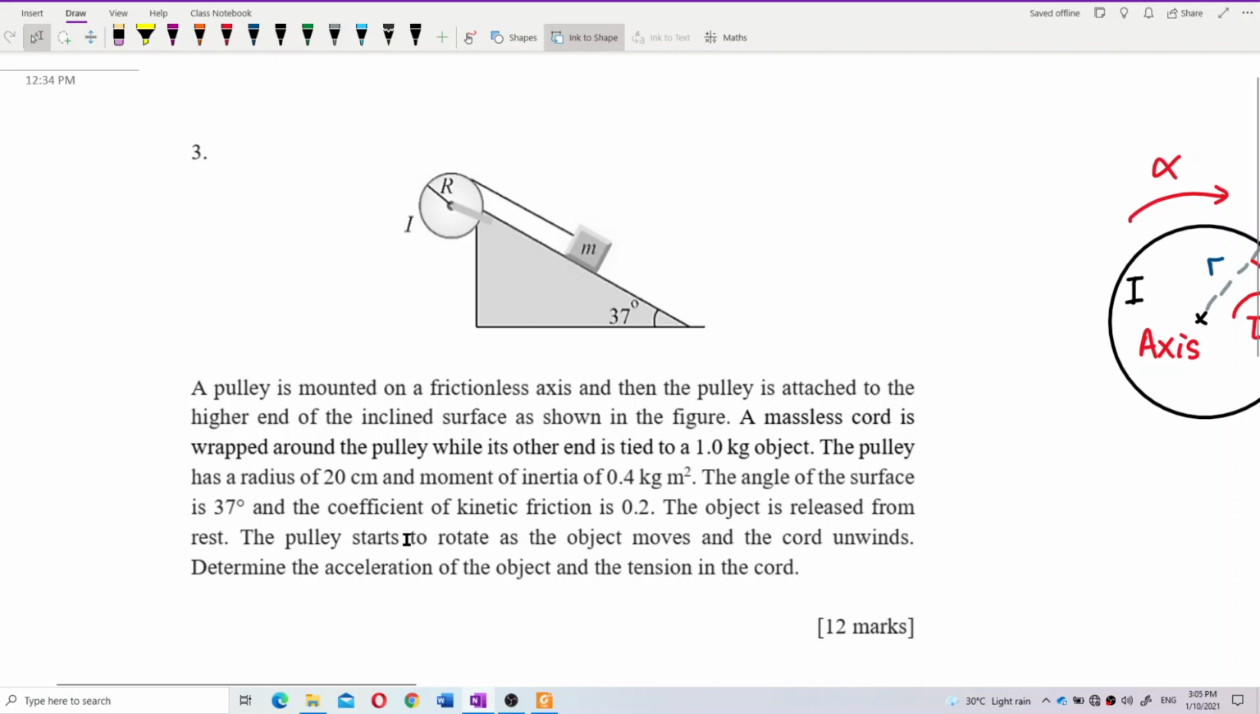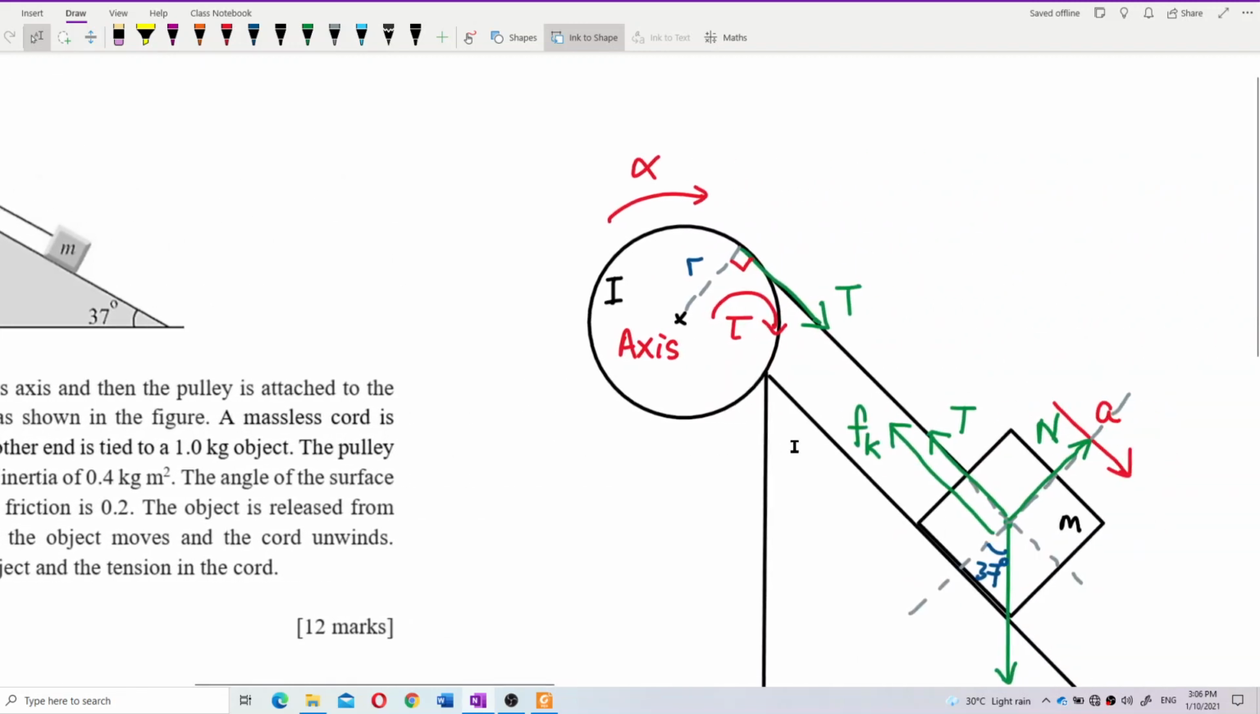The pulley starts to rotate as the object moves and the cord unwinds. Determine the acceleration of the object and the tension in the cord. All right, so we want to find the acceleration of this object and the tension in the cord, in the string. First of all, we draw the free body diagram.